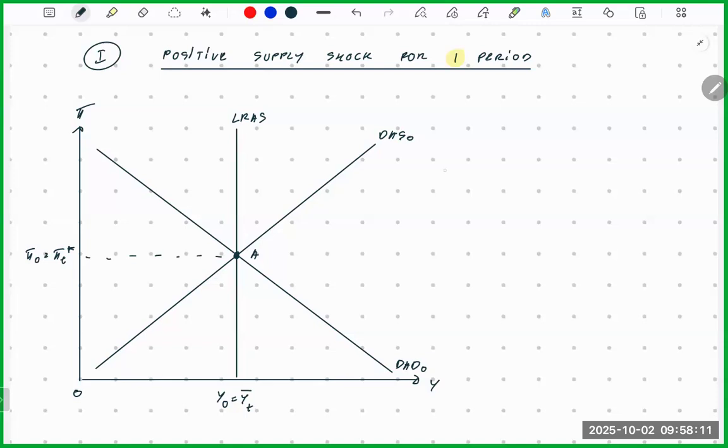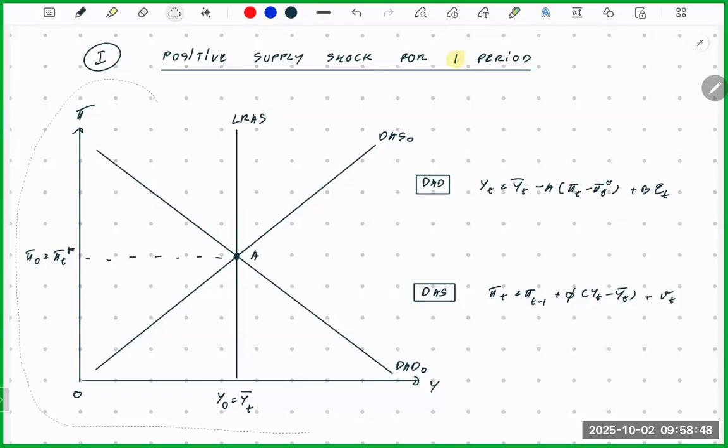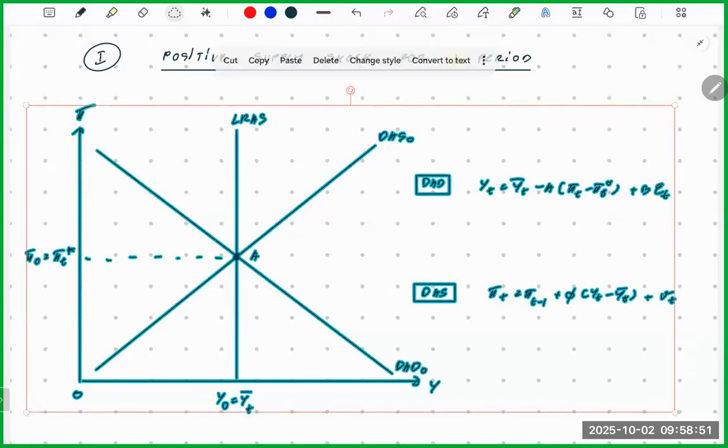Then I write down the DAD equation because I need it to explain: YT equals YT bar minus A times pi T minus pi T star plus B epsilon T. And I write down the DAS equation, dynamic aggregate supply: pi T equals pi T minus 1 plus phi times YT minus YT bar plus VT. I'm going to copy this graph because we're going to have 2 more cases.